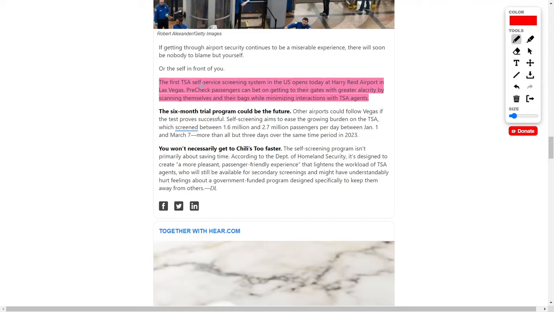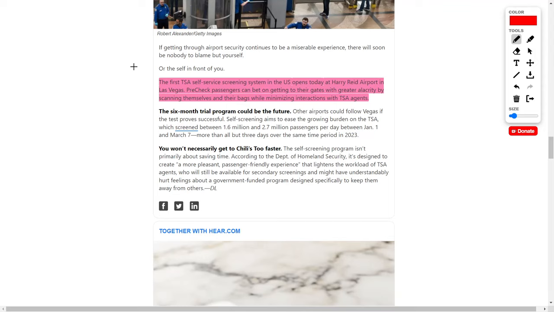Essentially, pre-check passengers can scan themselves as well as their own baggage, and this will minimize their interactions with TSA agents. At first glance, this may seem innovative because just like the self-checkouts at grocery stores, this should increase efficiency. However, there is a huge problem here, and that would be in regards to safety.